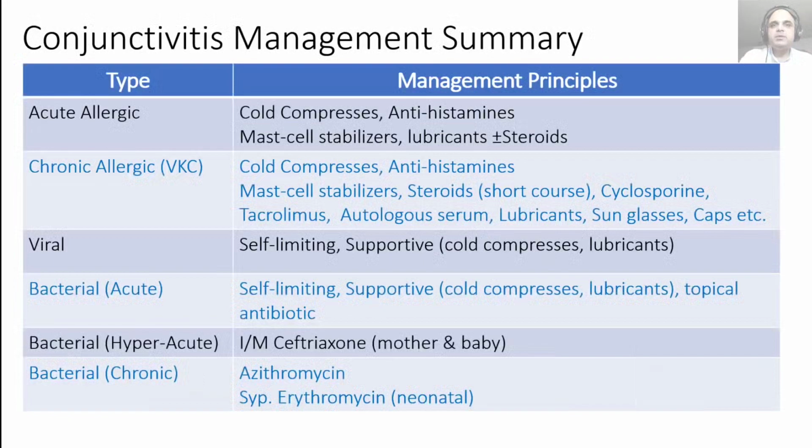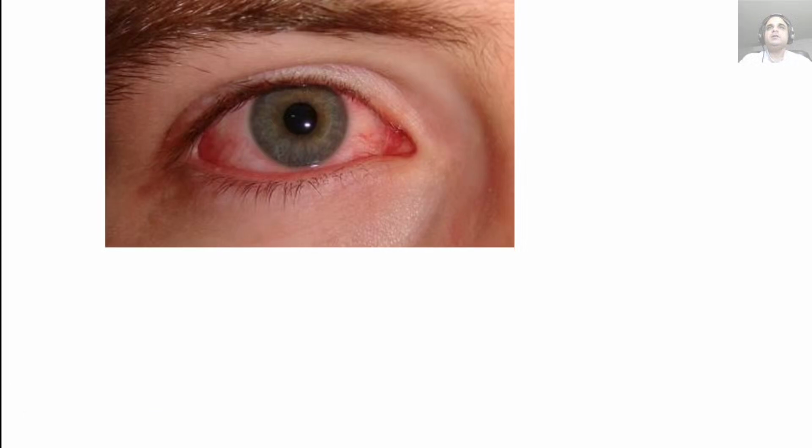So this is a tabular review of the management that we have done for all the various types of conjunctivitis. We've gone over acute allergic, chronic allergic, where we're just doing the VKC type because that's the most common, viral, acute bacterial, hyperacute bacterial, and then finally chronic bacterial. Just go over these to have a very quick review of what we have done so far.